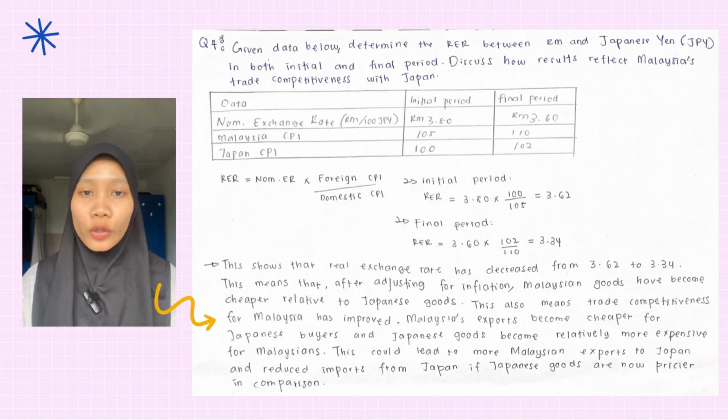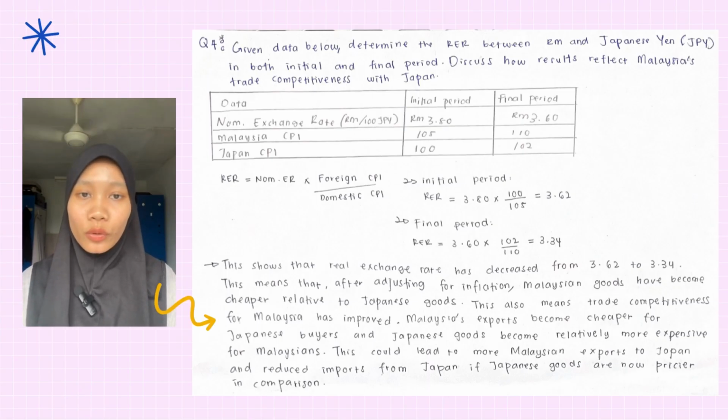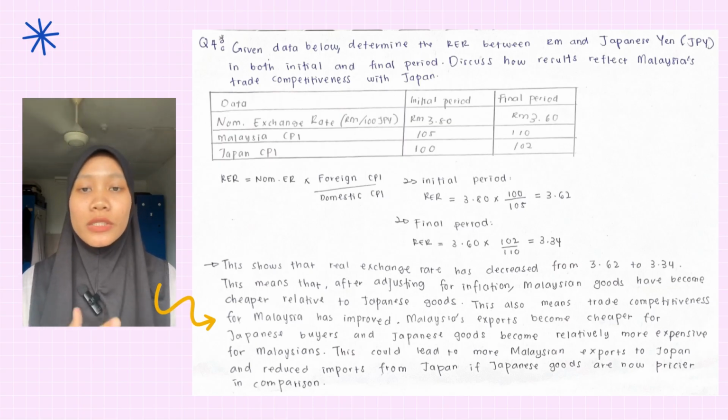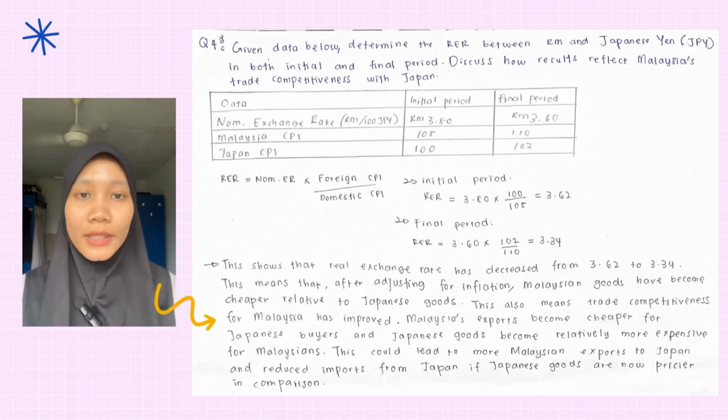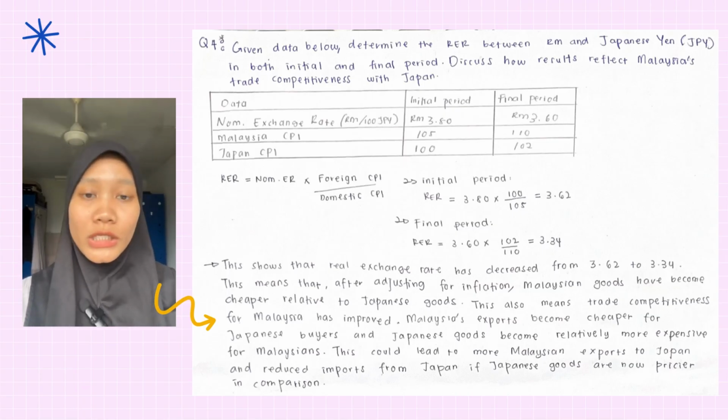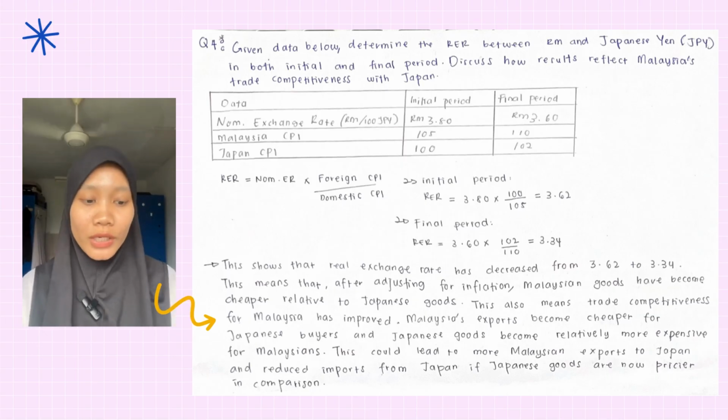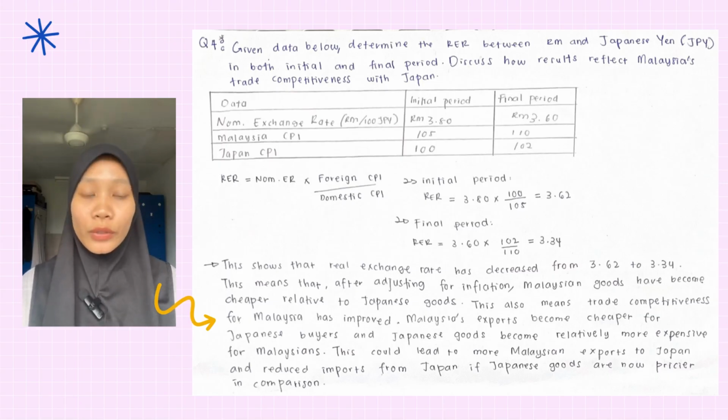For question 4, we can see the given data below, where we need to determine the real exchange rate between RM and Japanese yen in both initial and final period. Then discuss how the result reflects Malaysia's trade competitiveness with Japan. From the table we can see for the initial period, the nominal exchange rate for RM per 100 Japanese yen is RM 3.8. For the final period it is RM 3.6.